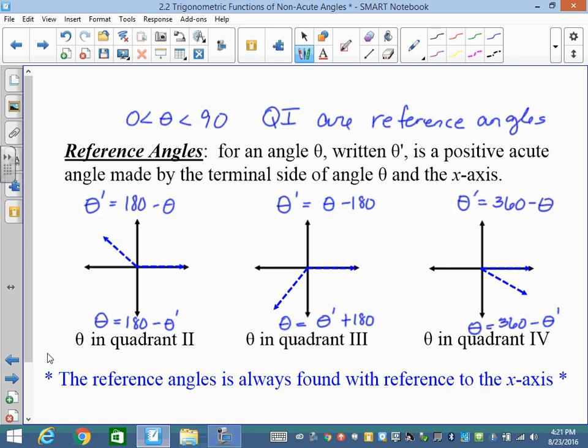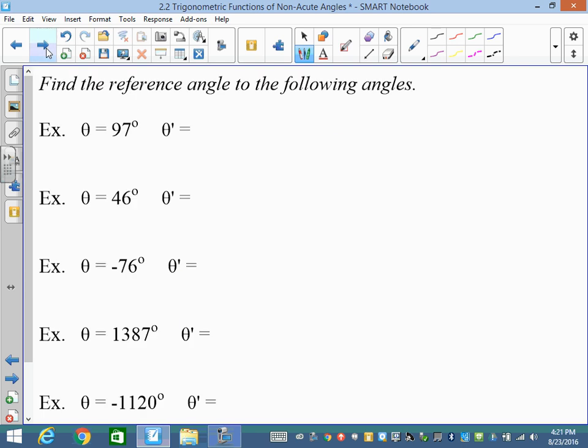Okay, we are going to talk about this in class tomorrow, so if you're sitting there going, wait, I still have questions, great. I will go over it, especially this page. We want to go over it some more tomorrow. Okay, so find the reference angles to the following angles.